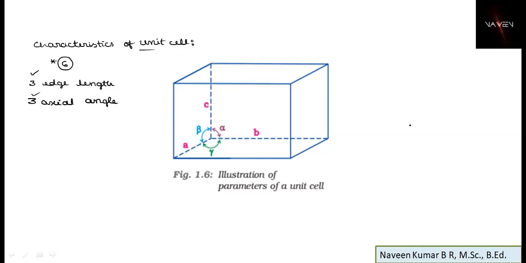That means if you take, so this is one edge A, this is another edge B, and this is another edge C. A, B, C, the three edges, the same will be repeated in building the entire crystal. Now, the angle opposite to the edge A is called alpha. The angle opposite to the edge B is called beta, and the angle opposite to C is gamma. So these are axial angles.